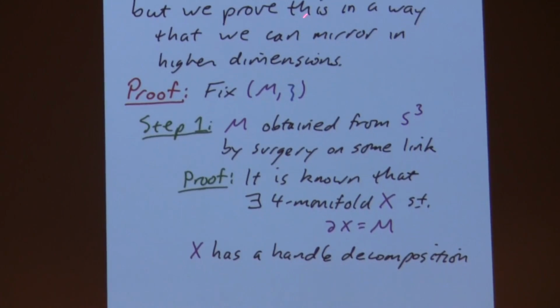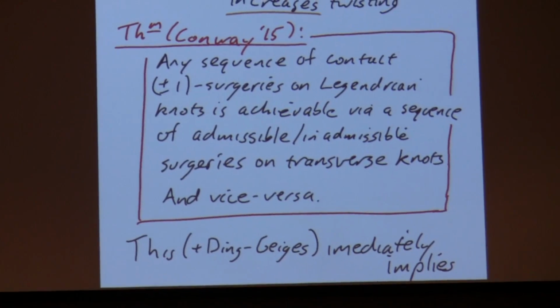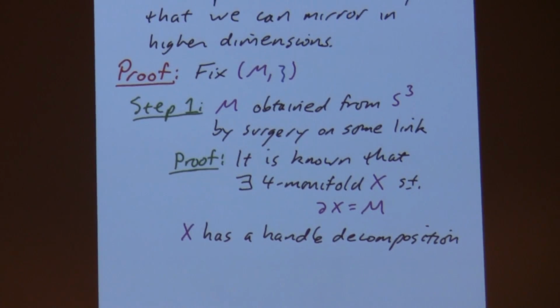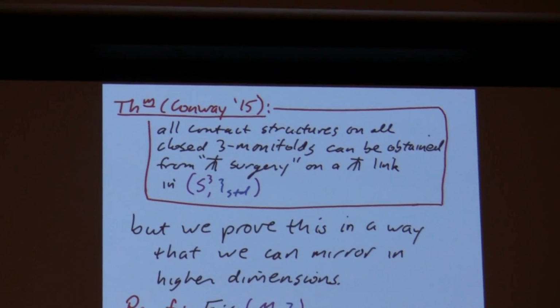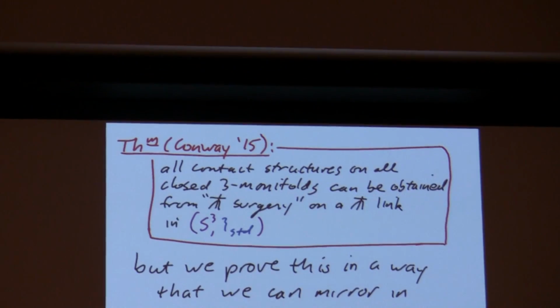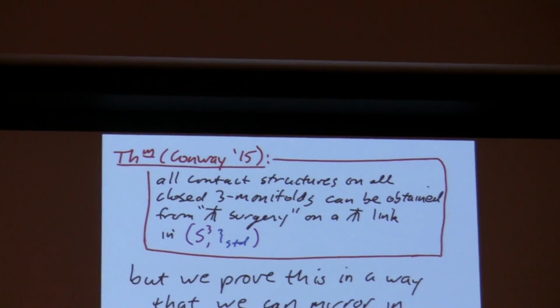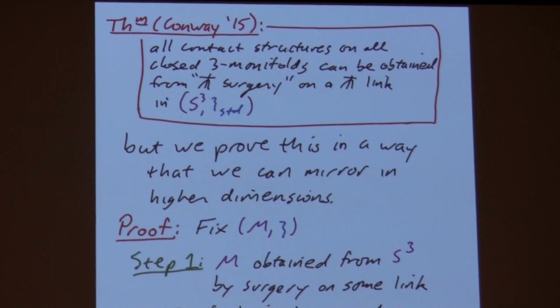So again, as I said, it follows immediately from this observation, but I would like to give you a different proof, because the proof I'm going to give you is what I'm going to try to mimic in higher dimensions. So how would you try to prove this result? Well, suppose you're given your contact 3-manifold, M with contact structure xi. I want to try to realize it as transverse surgery on some link. So how am I going to do that?